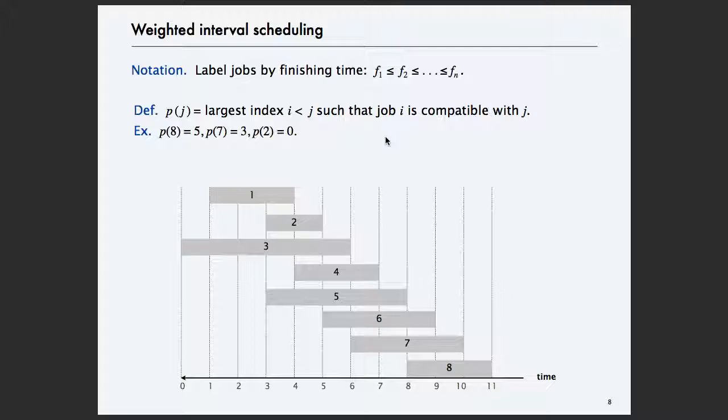This new algorithm uses one more thing. Given a job J, given that we sort the jobs by finishing time, we define P of J as the largest index I less than J, such that job I is compatible with J. It may be more than one job that's not compatible, right?